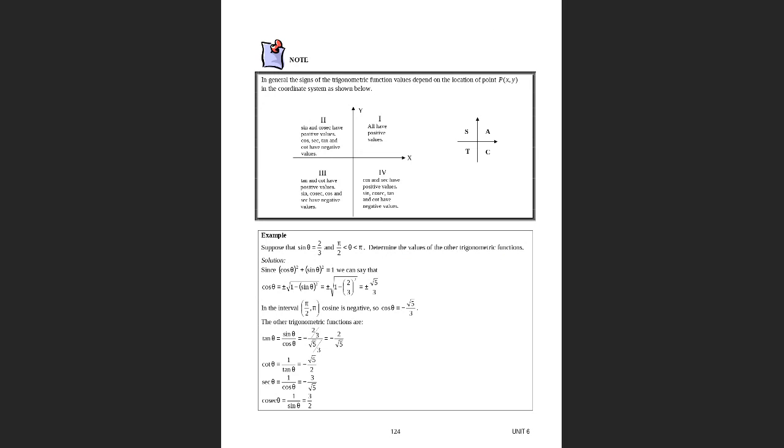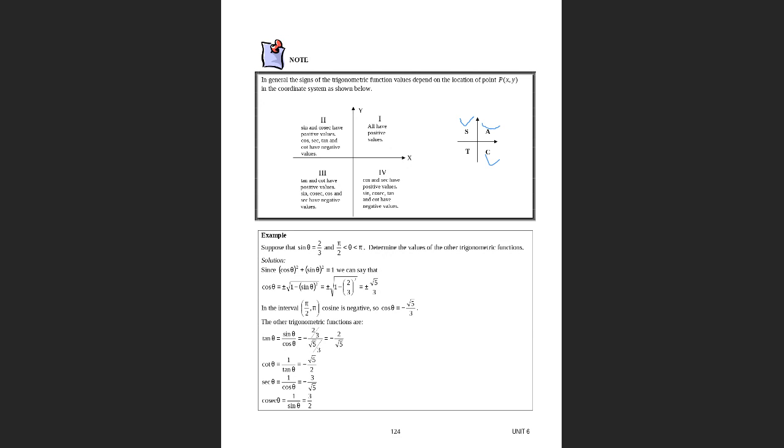So this is what I was telling you about the CAST. First quadrant, all is positive. Second quadrant, only sine is positive, the rest is negative. Third quadrant, only tan is positive, the rest is negative. Fourth quadrant, only cos is positive, the rest is negative.